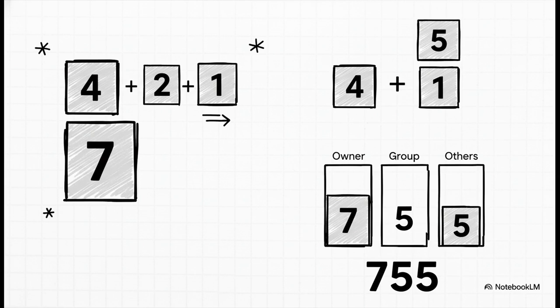This simple addition is how we get those classic permission sets like 755. It just means the owner gets full control, that's the 7, while the group and others can only read and execute, that's the two 5s. It's simple, powerful, and way faster to type.